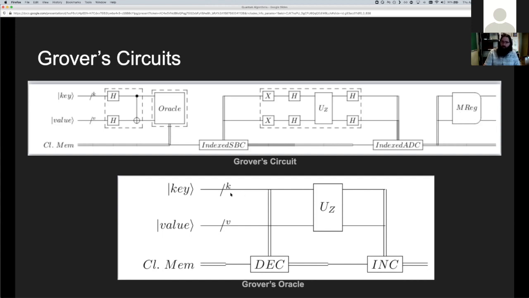But the oracle circuit will be kind of interesting as well, because you'll hear the terms uncompute and recompute. Essentially what this does is, we have a key and value. This is very similar to an assembly instruction of decrement. We decrement, we uncompute, we tag it with our zero phase flip, then we increment back to where we started.